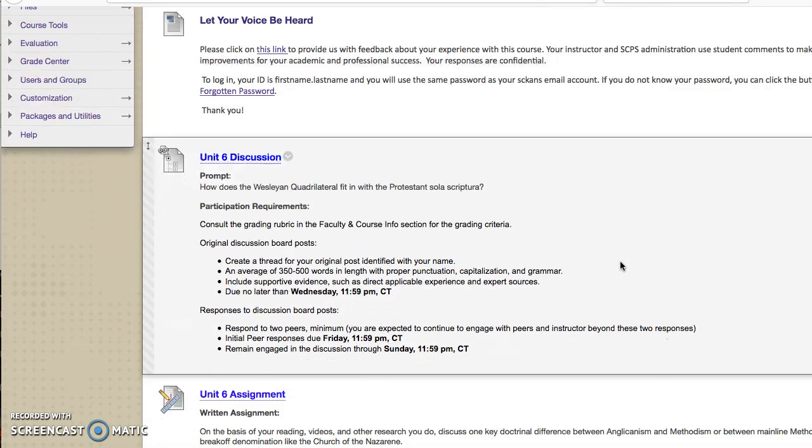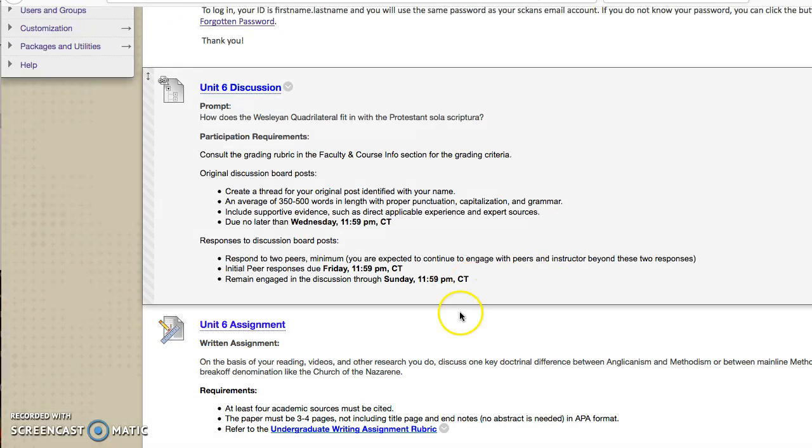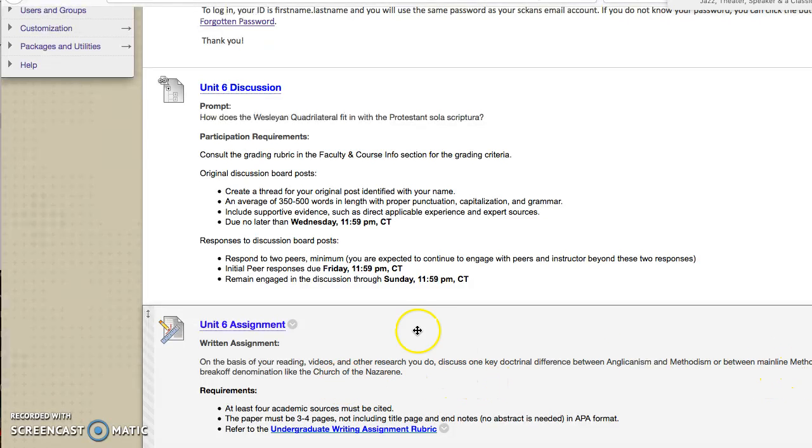The discussion focuses again on ideas of authority in the Wesleyan quadrilateral, and then the last assignment asks them to discuss a key doctrinal difference between Anglicanism, out of which Methodism arose, or mainline Methodism and a breakoff such as Church of the Nazarene.